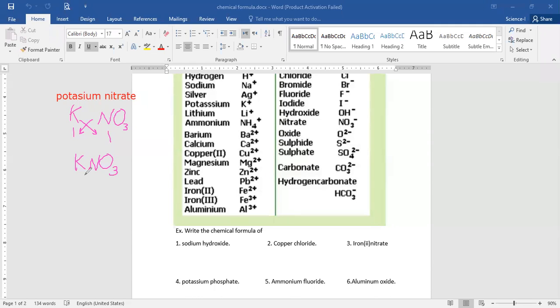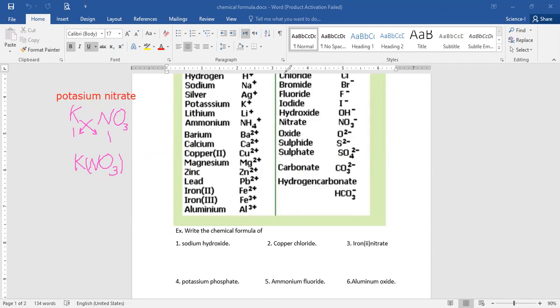Mr., I have a question. Yes, Nano. Why in NO3 we don't have brackets? Because I don't have any number to be written. If I'm going to write a number, I should put brackets. There is no purpose for the bracket otherwise.